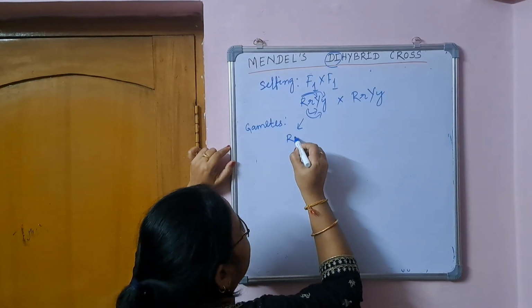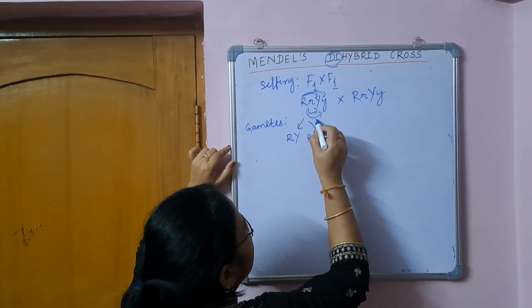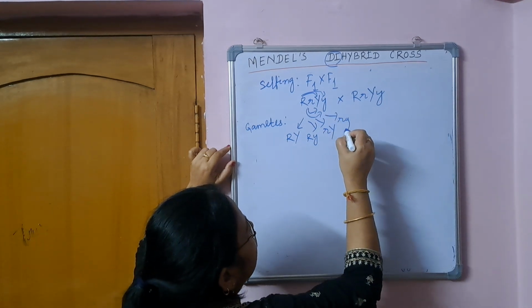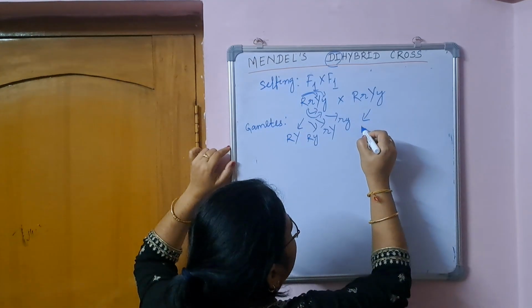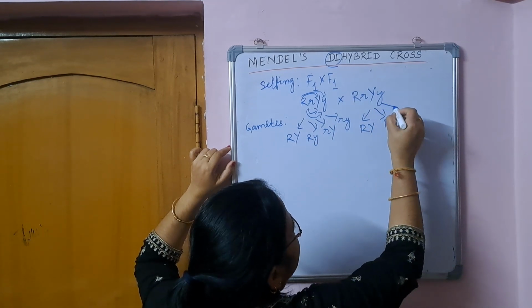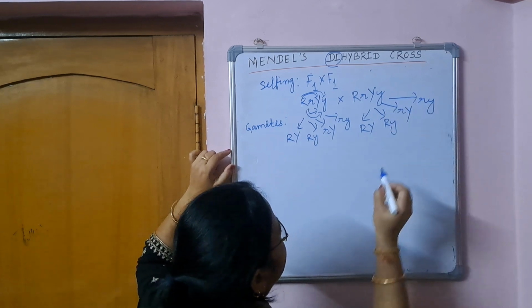Now let us write the gametes. First one it will be capital R, capital Y, then capital R, small y, then small r, capital Y, and another will be small r, small y. In the same way for the other parent: capital R, capital Y, then capital R, small y, then small r, capital Y, and small r, small y.